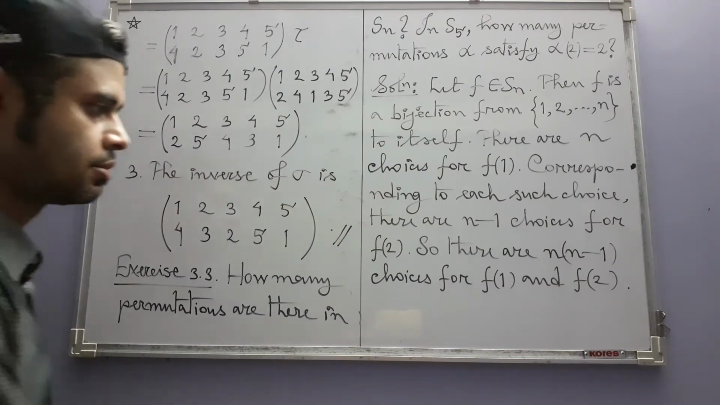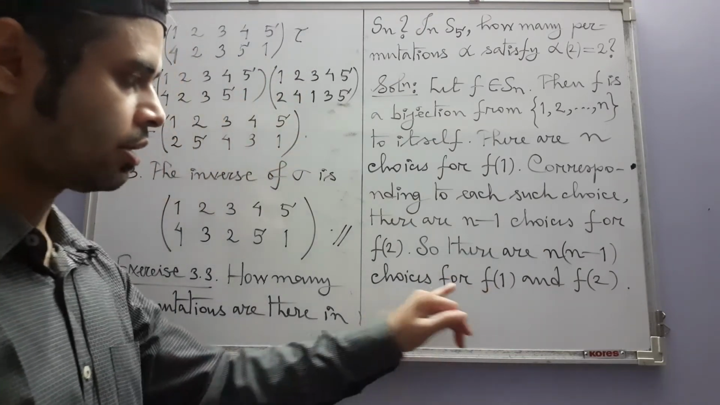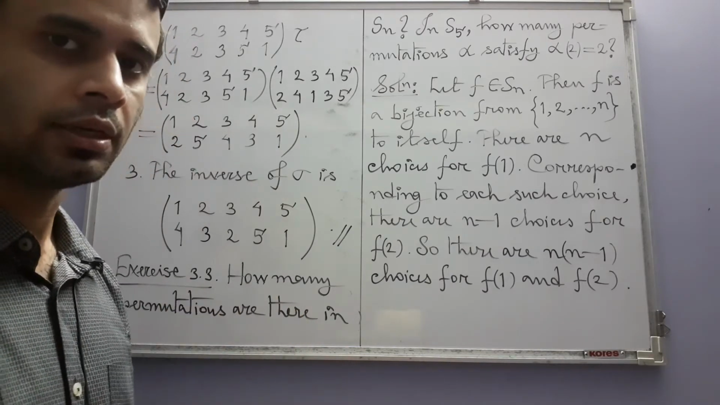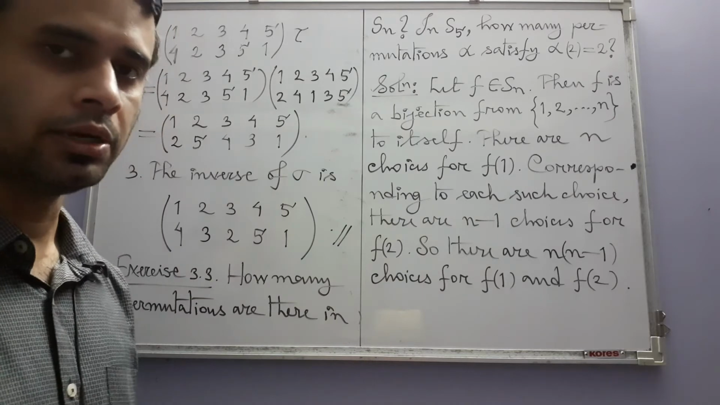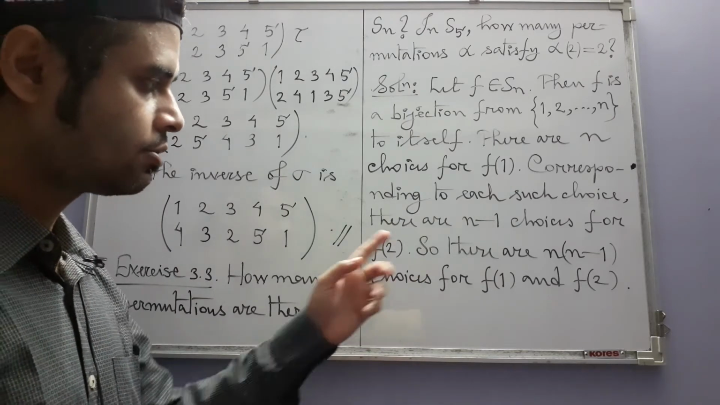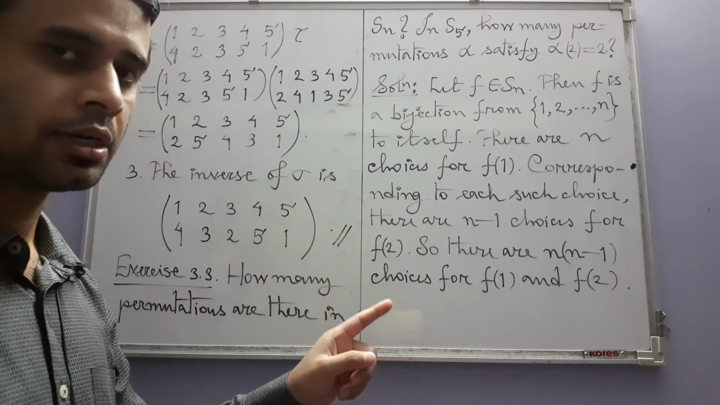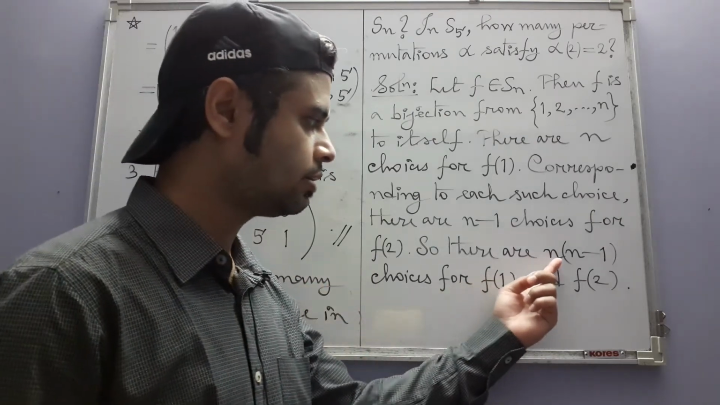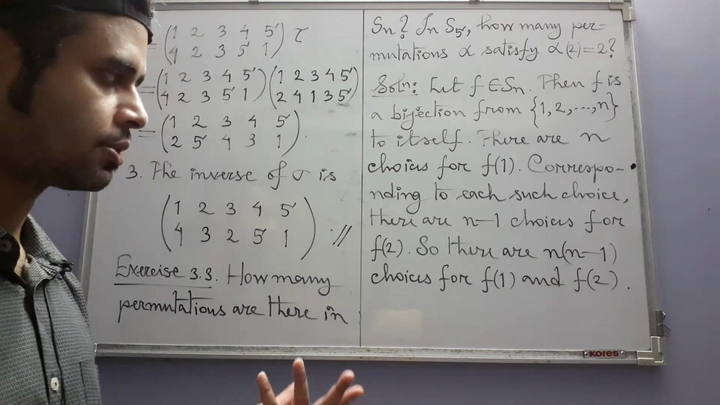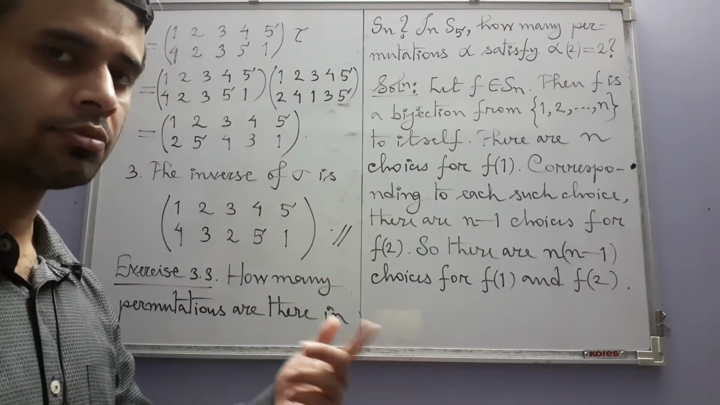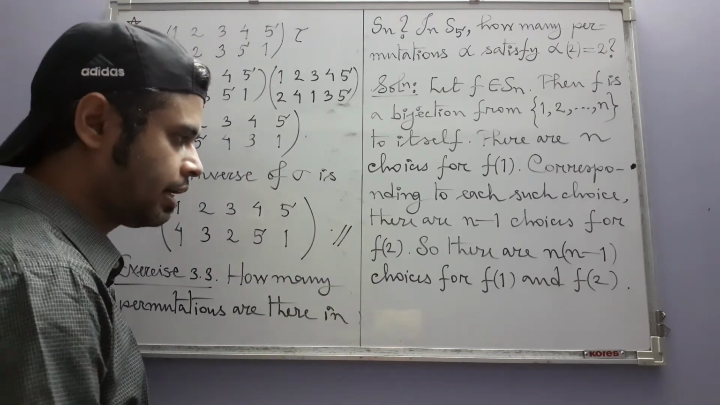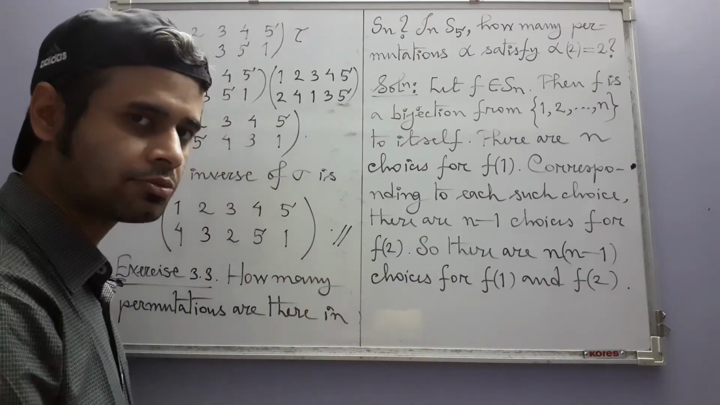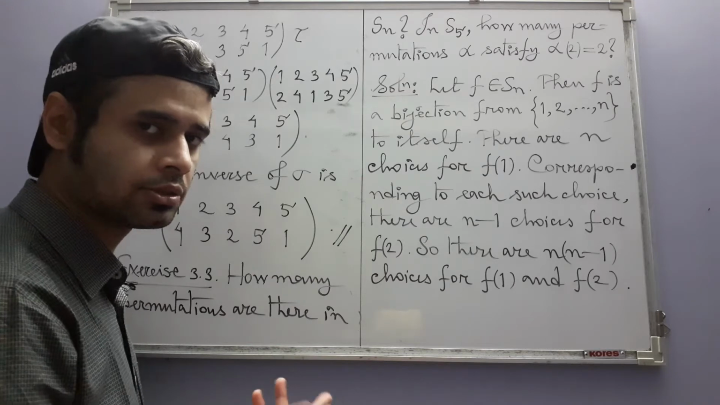Okay, because your choice f of 1 equal to 3 brings with it n minus 1 possibilities, and that is only for the choice f of 1 equal to 3, but f of 1 itself can be chosen in n different ways. So together you get n times n minus 1 different possibilities of choosing f of 1 and f of 2, and corresponding to each such choice of f of 1 and f of 2, f of 3 then can be chosen in some ways.